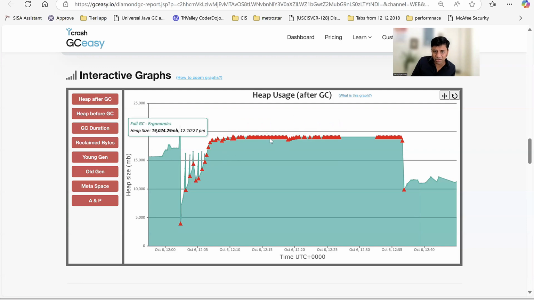For this window, look at this. This is starting around 12 p.m., and the garbage collection is repeatedly running until 12:36, for 35 minutes. It keeps on running. During this window, let's look at the pauses. When a garbage collection event runs, it tries to recover the memory. In order to recover the memory, it stops your JVM. It pauses your JVM. So let's see how much time it is pausing.